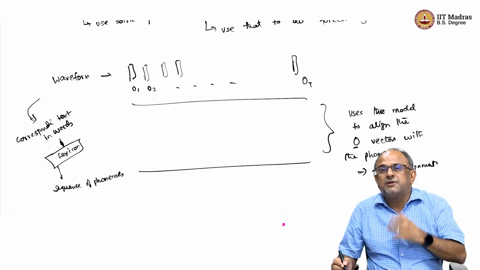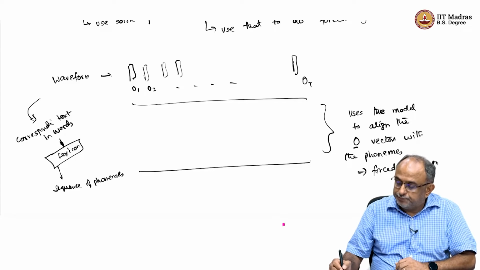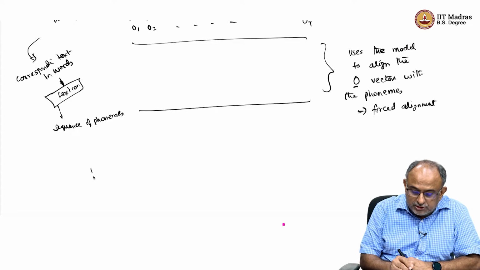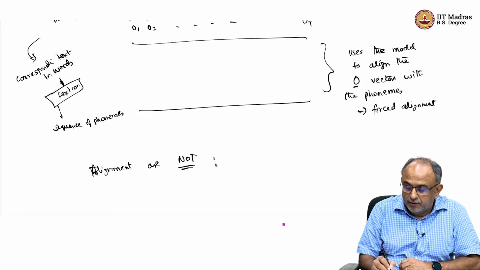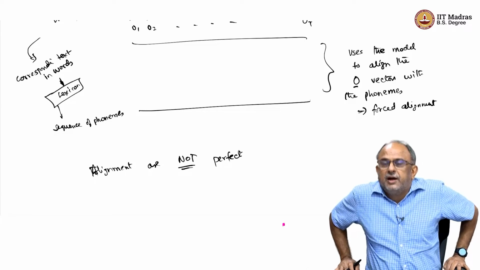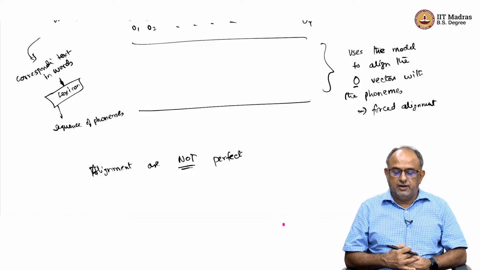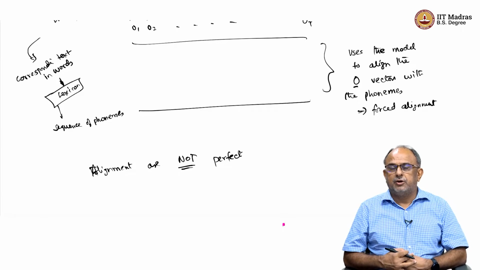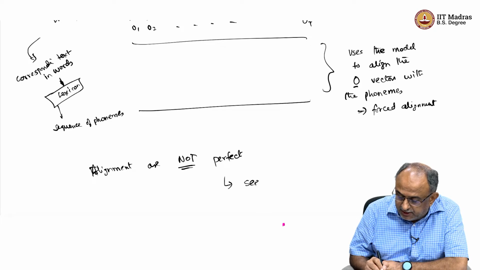And generally this forced alignment is not very good. I mean, alignments are not perfect. So, it depends on the quality of the model, and at least the boundaries are not correctly obtained.